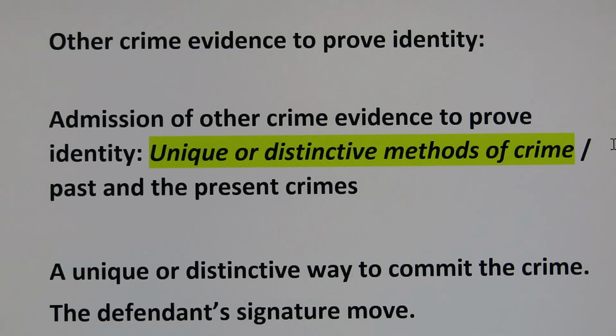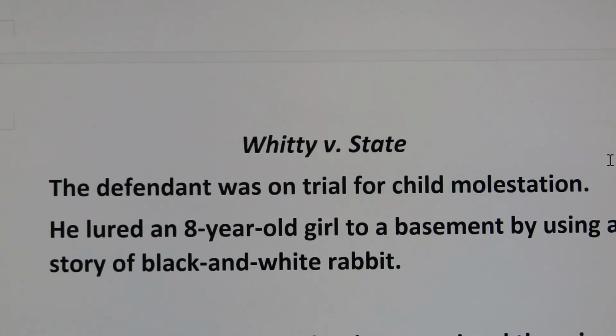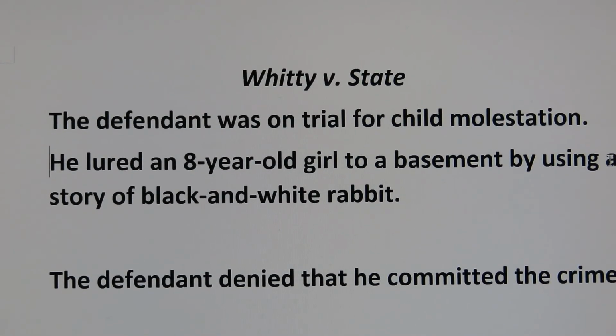If this requirement can be satisfied, then this other crime evidence can be admitted to prove identity. So once again, the requirement is there must be a unique or distinctive method of a crime. We must satisfy this requirement before the court would permit admission of other crime evidence to prove identity. We have two cases in the chapter. The first one is Whitty versus State.